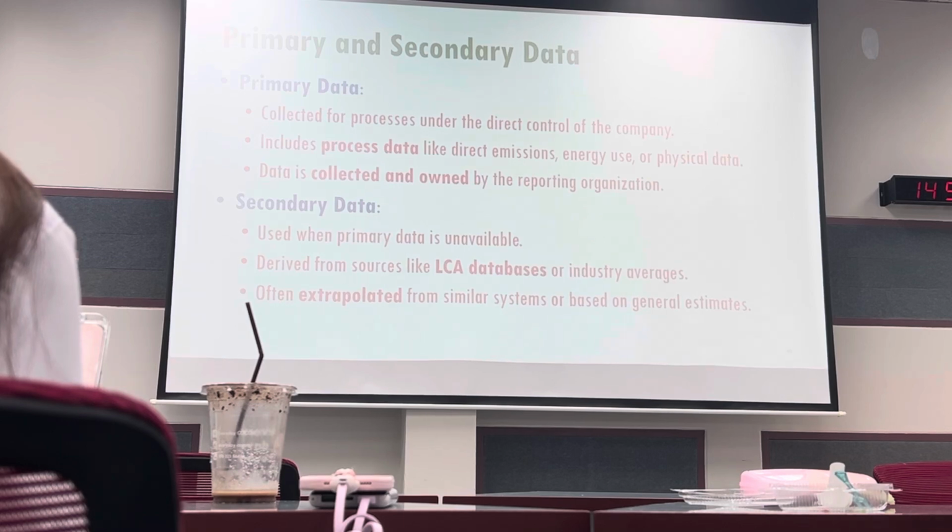So, but that is what everybody prefers, the primary data. The secondary data is only when the primary data is unavailable. It's derived from sources like the database of life cycle analysis, industrial average, and then sometimes extrapolated from similar systems. Means like maybe you have a similar system somewhere else, but it's different in the capacity or the production, then you do some kind of calculation.